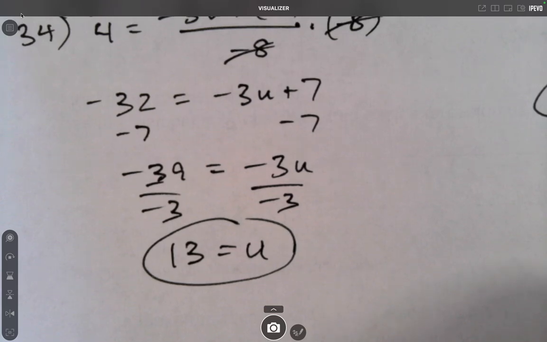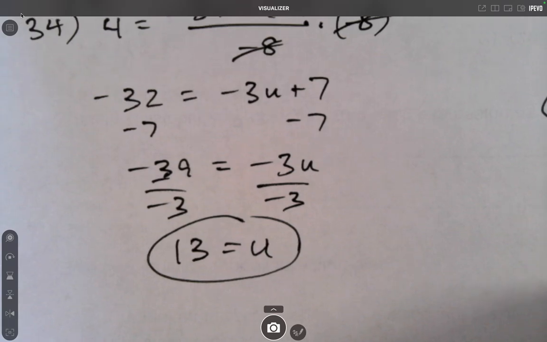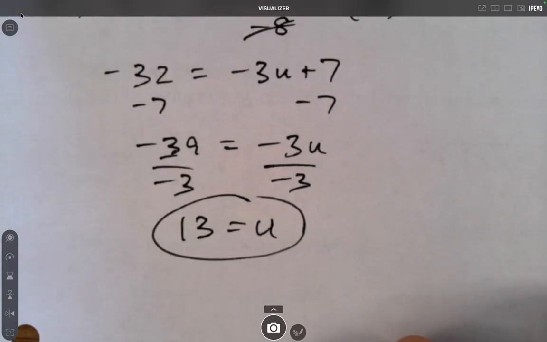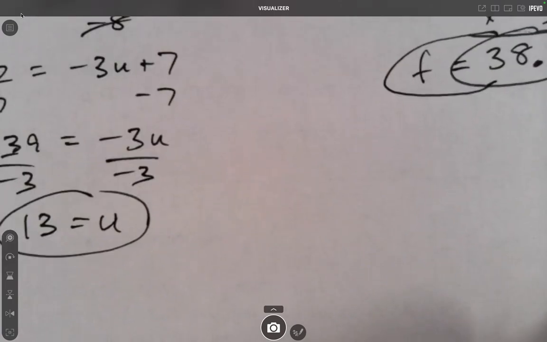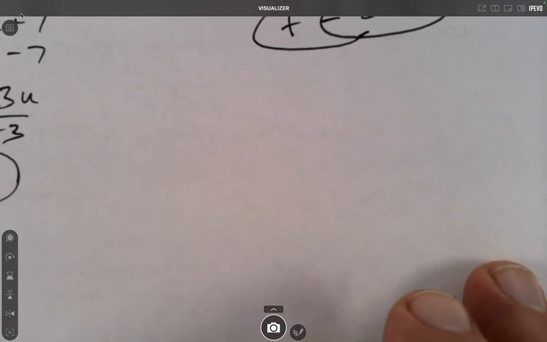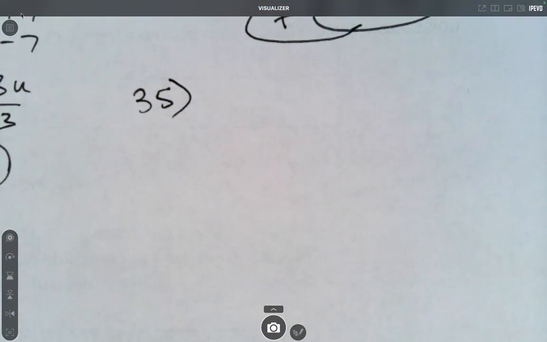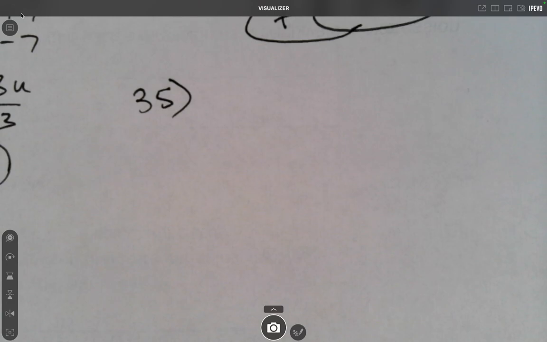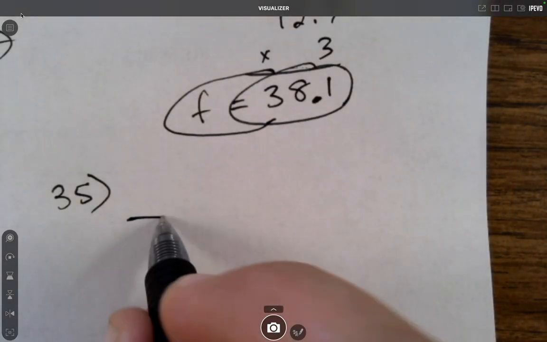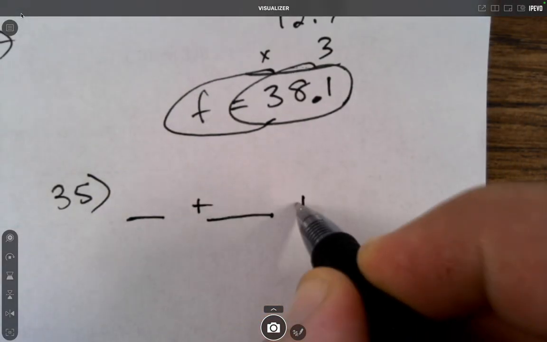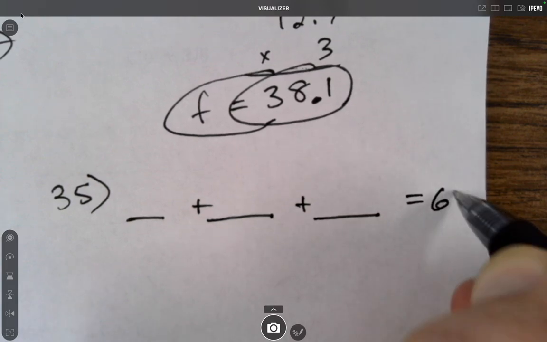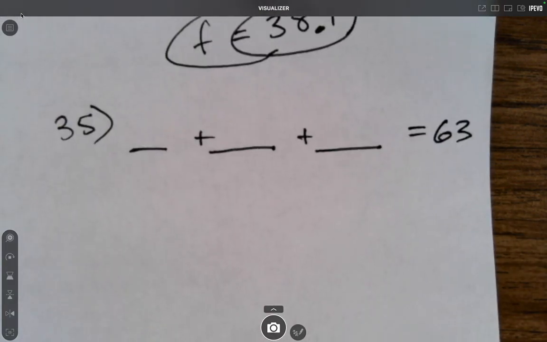Okay, for the last two, it talks about consecutive integers. If you don't know how to do these, it is not going to hurt you on the test, I promise. But I wanted to stretch you guys and think about it. So on 35, it says 3 consecutive odd integers with a sum of 63. So 3 consecutive odd integers equals 63.